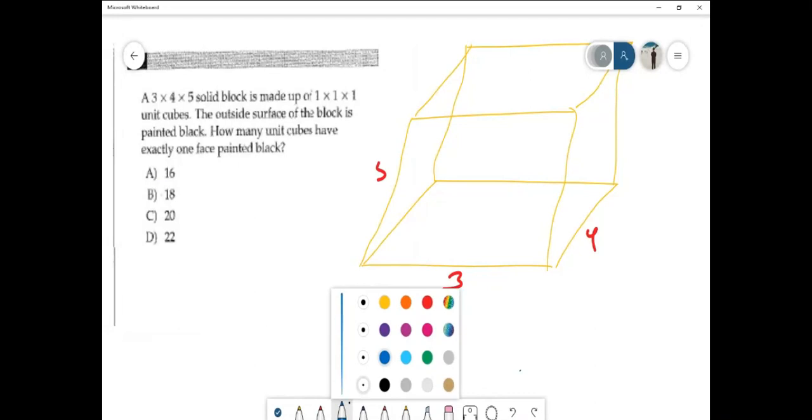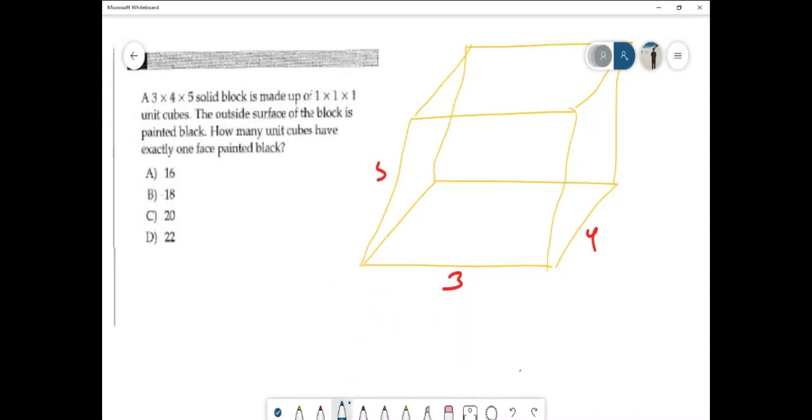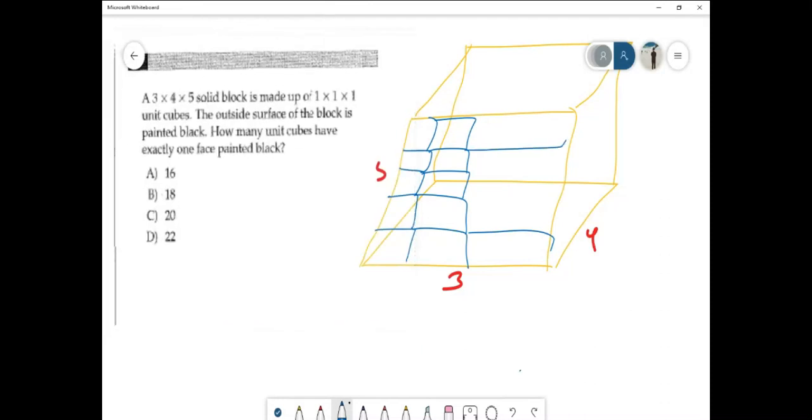So let's clean this. The outside surface of the block is painted black. How many unit cubes have exactly one face painted black? Okay, let's draw it in portion. This is 1, 2. So there should be 3 cubes here. 1, 2, 3. This is 4, and this should be 5.